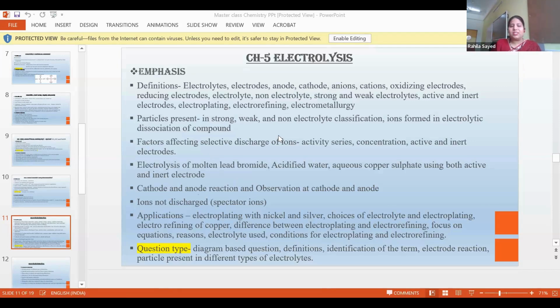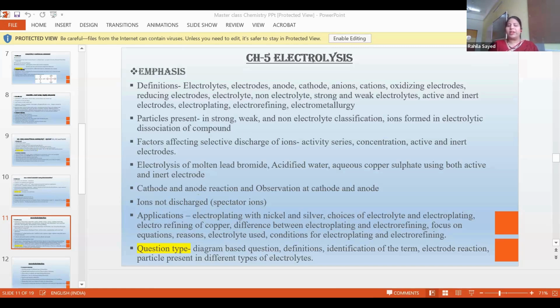Then applications: electroplating with nickel and silver, choices of the electrolytes, the conditions for electroplating, electrorefining of copper, and the difference between electroplating and electrorefining. Children, you need to focus on the equations over here. You have to focus on the equations. You need to know what is getting oxidized, what is getting reduced. Then the reasons, the electrolytes that we are using, and the conditions for electroplating and electrorefining.